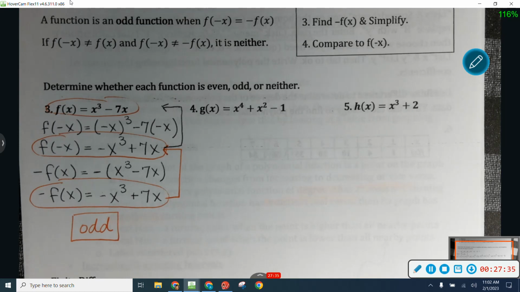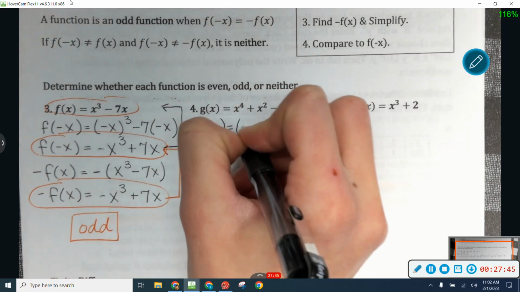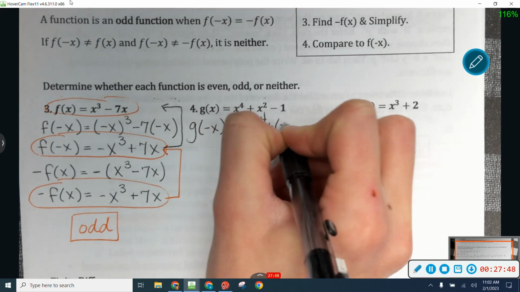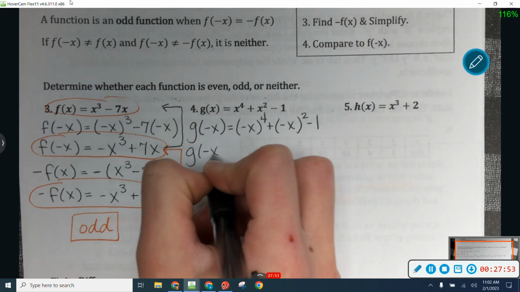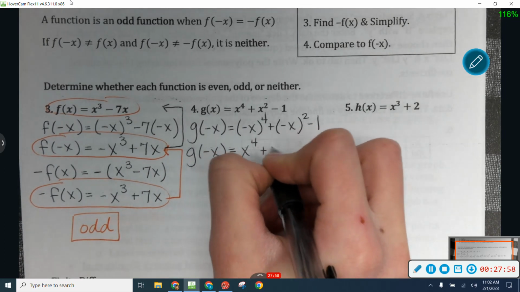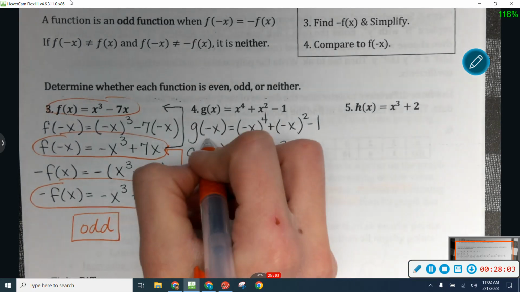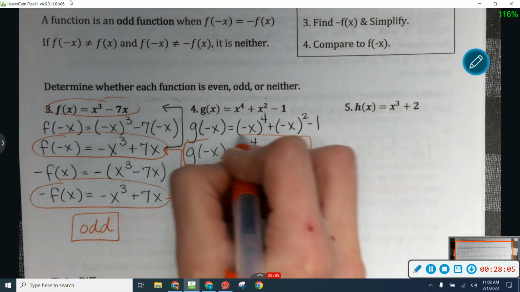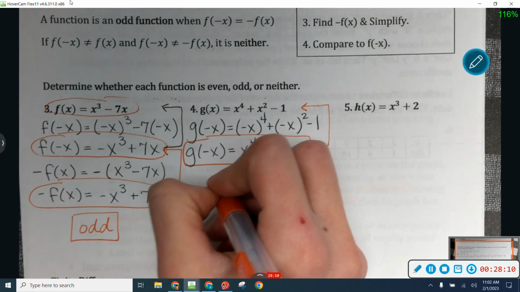So if I have g of x is equal to x to the fourth plus x squared minus 1, I'm going to find g of negative x. So negative x to the fourth plus negative x squared minus 1. So g of negative x is equal to x to the fourth plus x squared minus 1. Is that equal to my original? Yeah. So it's even.